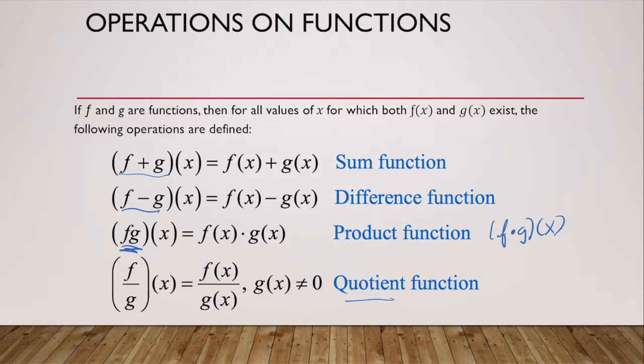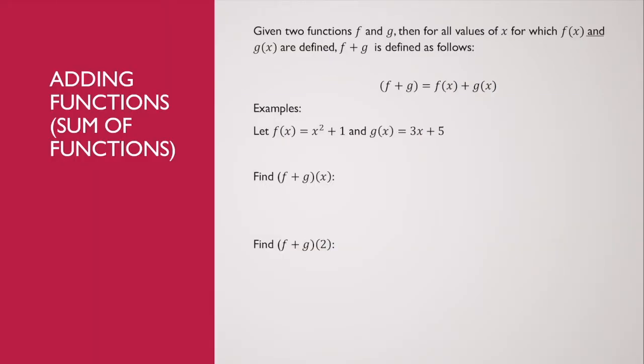So let's work through a few examples. Given two functions, f and g, let's go ahead and find their sum function. So I have f of x is x squared plus 1, and g of x is 3x plus 5. So I'm going to have f plus g of x, which is f of x plus g of x. So I have x squared plus 1 plus 3x plus 5. So I get x squared plus 3x plus 6, because we're combining like terms.